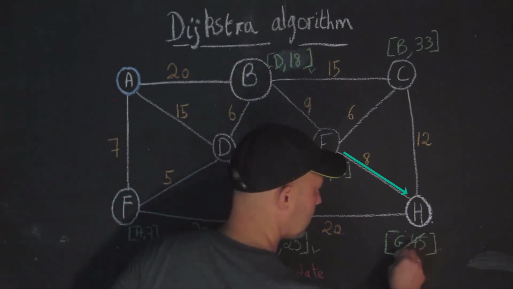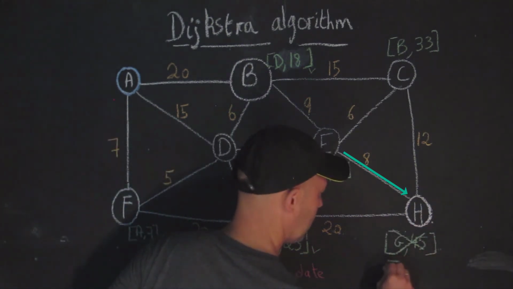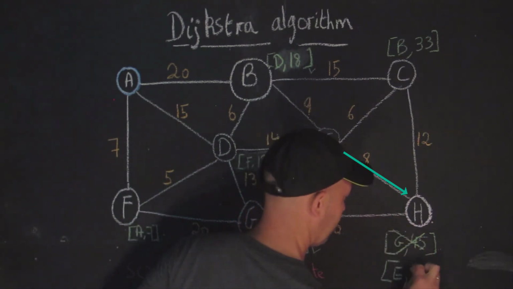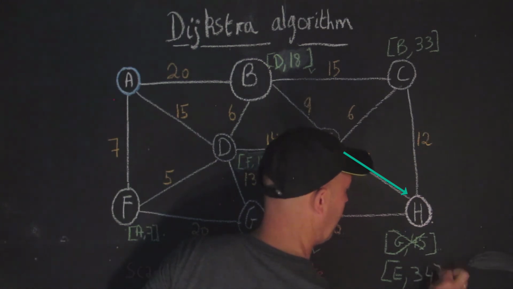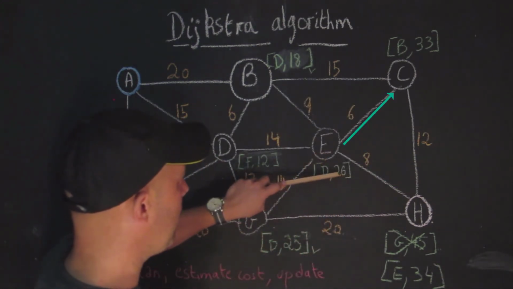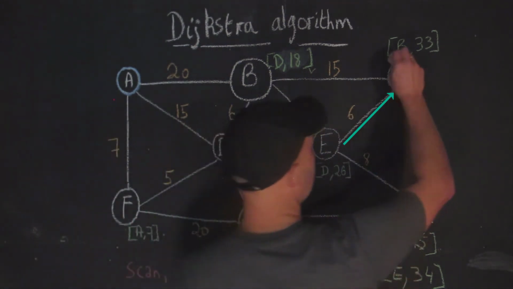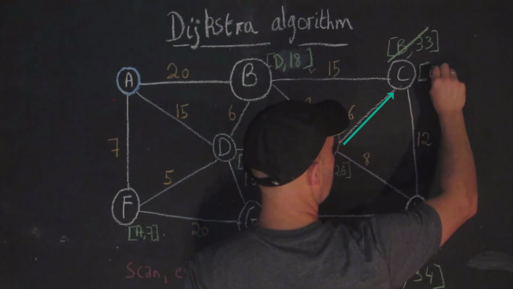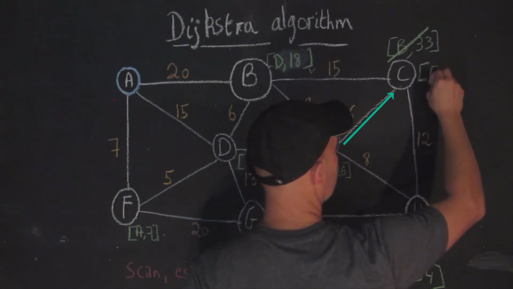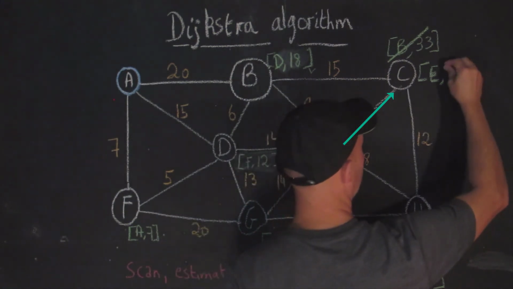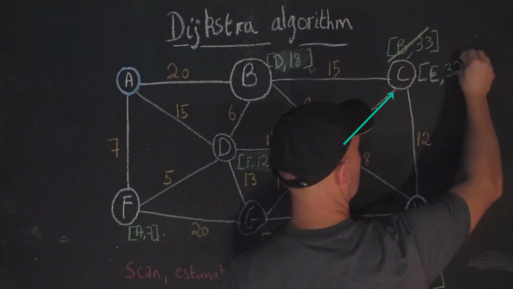So here this changes, right? And this would become E, here 34. Very good, much better. From E I can add 6, 26 and 6, so that is better. So that becomes here E, and 26 and 6 would be 32. Okay, that would be the solution here.